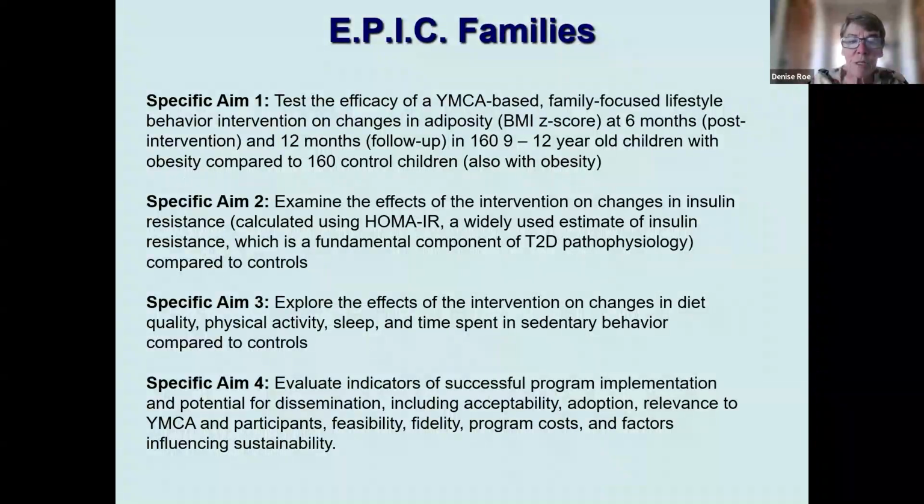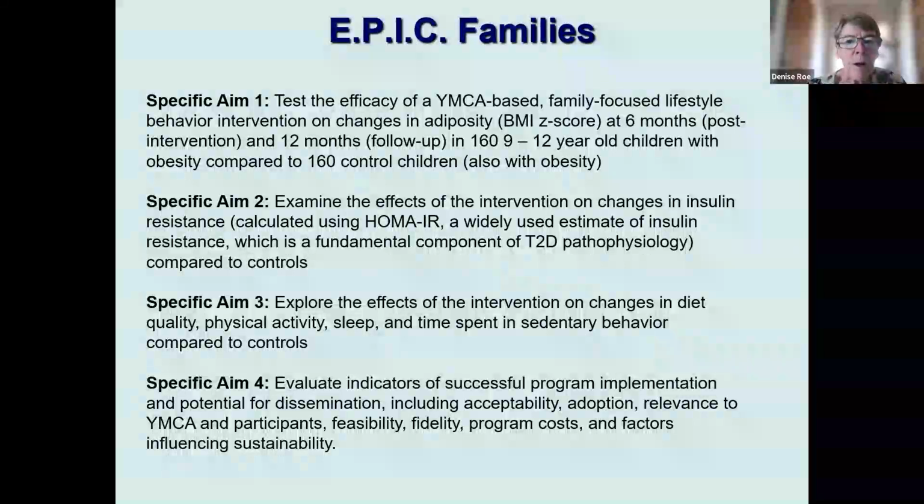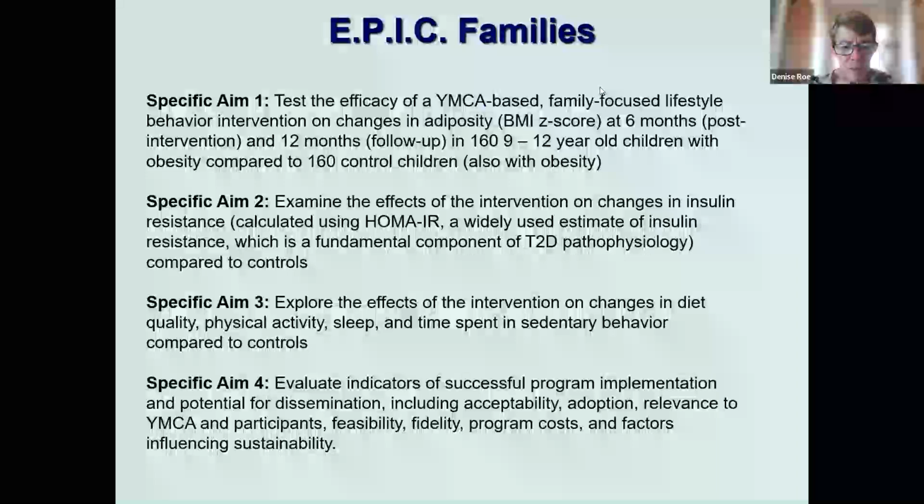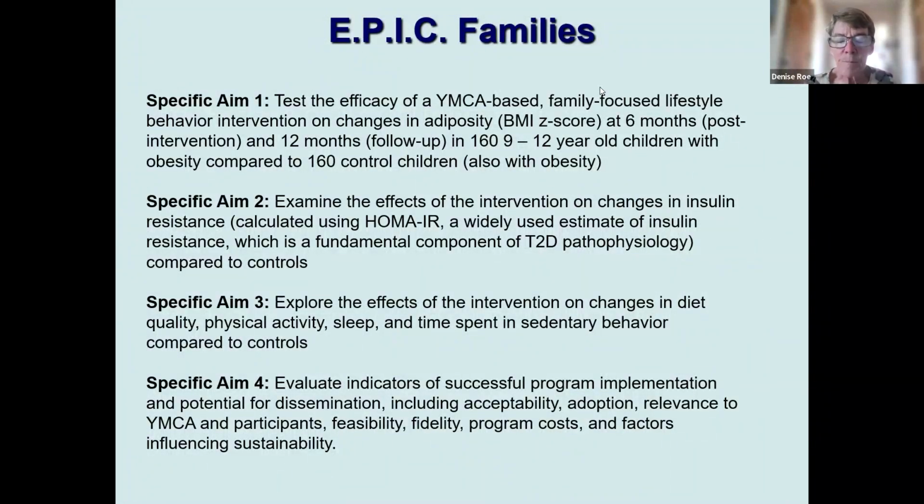So here were our 4 specific aims, and you can see how we split them out. Our primary specific aim was testing the efficacy on changes in BMI Z-score at 6 months and 12 months in the children. We examined the effects of the intervention on changes in insulin resistance compared to the controls, because that's a fundamental component of type 2 diabetes pathophysiology. We were interested in the effects of the intervention on changes in their diet quality, physical activity, sleep, and time spent in sedentary behavior. And then, as you can see, we split out evaluating the indicators of successful program implementation, including acceptability, adoption, relevance to the YMCA and participants, feasibility, fidelity, program cost, and factors influencing sustainability, because we wanted the YMCA to be able to continue this even without our grant.